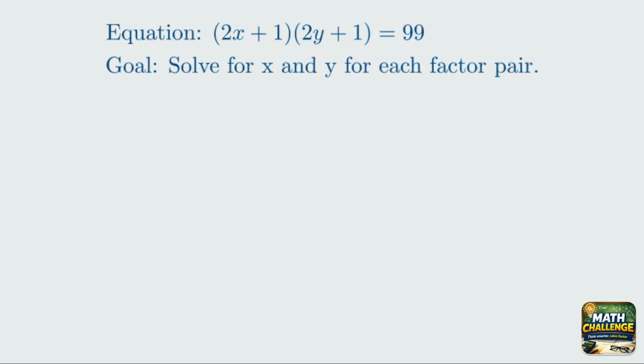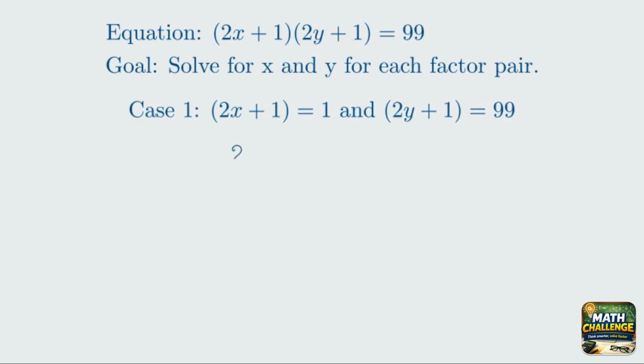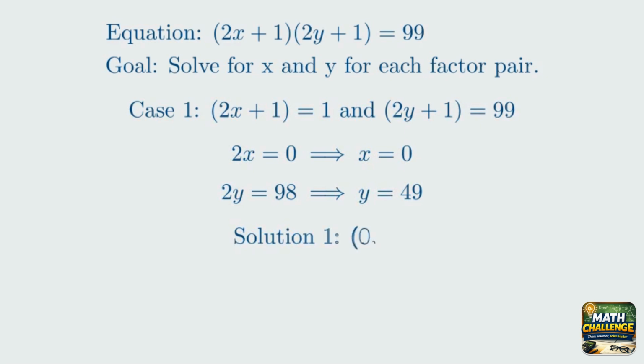We're almost there. We have our simplified equation, 2x plus 1 times 2y plus 1 equals 99, and all the possible integer pairs. Let's take them one by one and solve for x and y. Let's start with the first positive pair, 1 and 99. This means 2x plus 1 equals 1, and 2y plus 1 equals 99. Solving the first equation, 2x equals 0, so x is 0. Solving the second, 2y equals 98, so y is 49. This gives us our first solution, 0, 49.